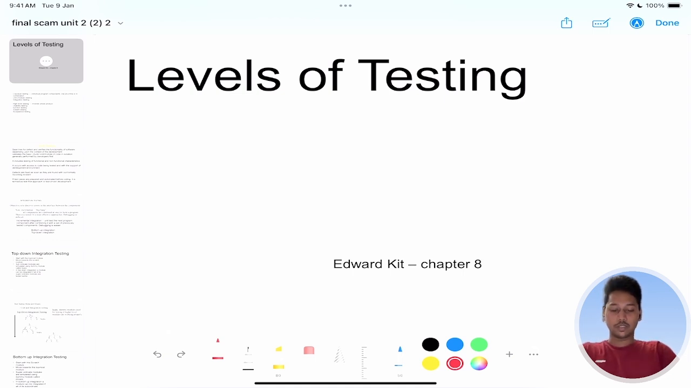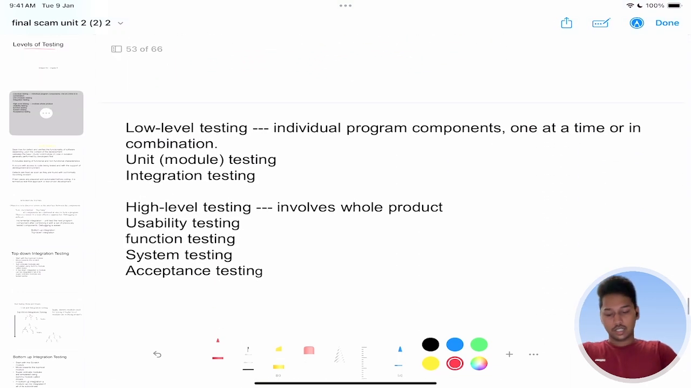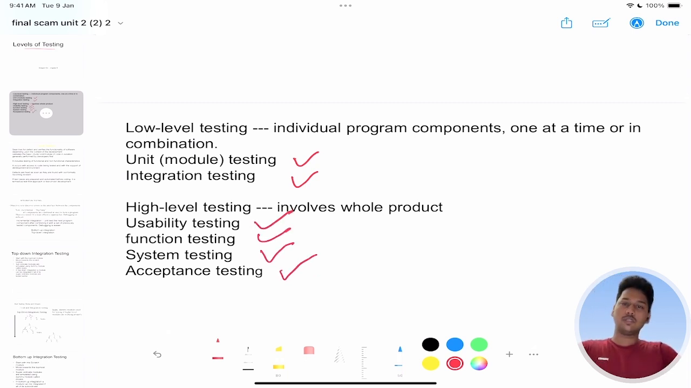Today we'll discuss construction testing. Construction testing is an important part of construction. First of all, we'll discuss levels of testing. Levels of testing are of two types: low level testing and high level testing. Low level testing includes unit testing and integration testing. High level testing includes usability testing, function testing, system testing, and acceptance testing. We'll discuss each one of them one by one.